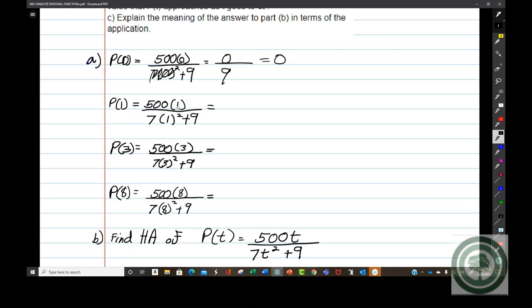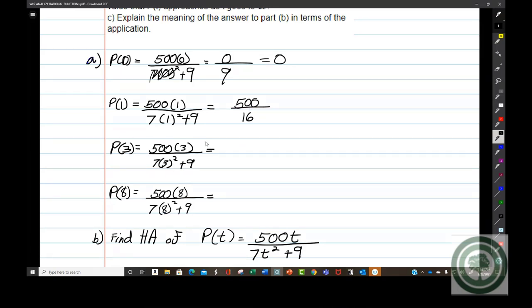Now, after 1 month, you're going to have 500 times 1, which is 500, over 7 times 1 squared. Well, 1 squared is 1 times 1, which is 1. So 7 times 1 is 7, plus 9 is 16. Then you can get your trusty calculator and get a number for that.